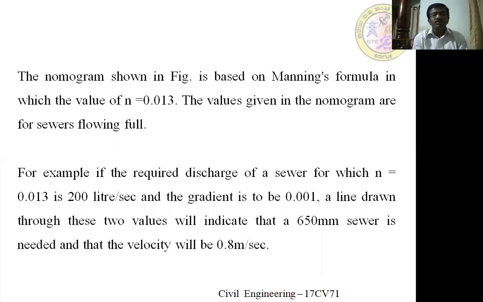The nomogram shown in the figure is based on Manning's formula, in which the value of n is 0.013. The value is given in the nomogram, and sewer flowing full. They assume that they are running in full condition, for which particular values are known. For example, if the required discharge of a sewer for which n is 0.013 is 200 liters per second and the gradient is to be 0.001, the line drawn through these two values will indicate that a 650 mm sewer is needed and that the velocity will be 0.8 meters per second. As I explained earlier, if you know any two parameters, it is possible to find out the remaining two.